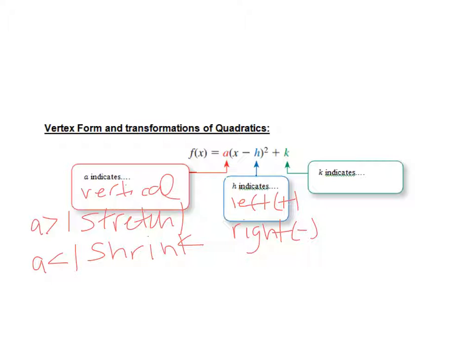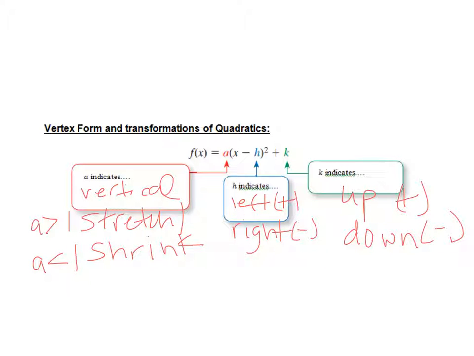Lastly, we have K, and K will always be outside your parentheses at the end, and it's going to move it up or down. And so our K value is going to move it up if it's adding a number or if the number is increasing, and it'll move it down if the number is decreasing or it's subtracting a number.